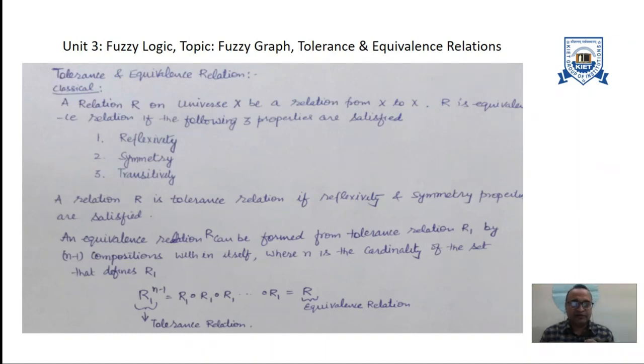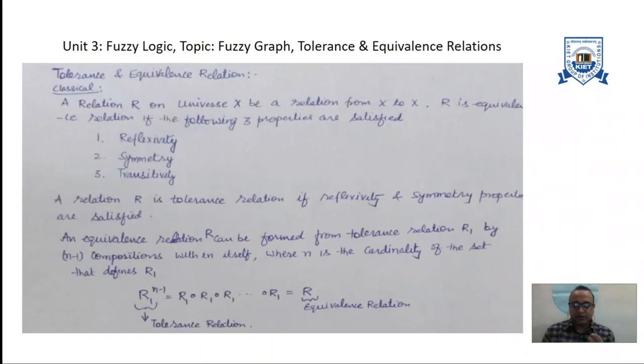If transitivity says if we are going from a to b and then b to c, there should be a path from a to c also. So if these properties are satisfied by a relation, then that relation is known as the equivalence relation. And a relation which satisfies the properties of reflexivity and symmetry is known as the tolerance relation.